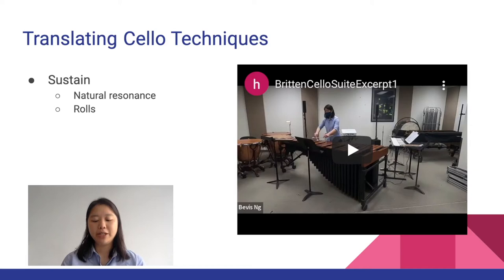First, I made use of the natural resonance of the marimba. Second, I played rolls in the lament, which is in a single-lined melody.